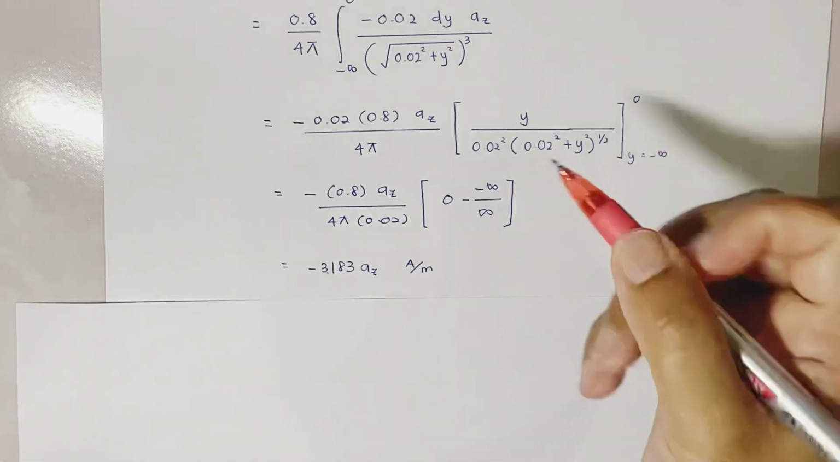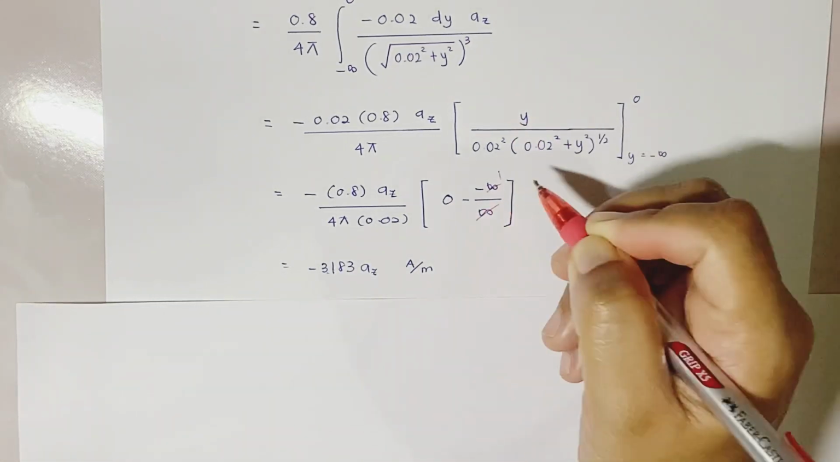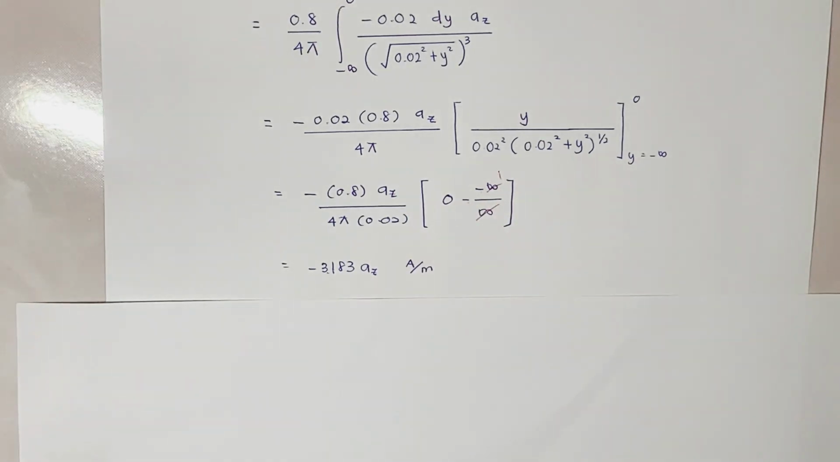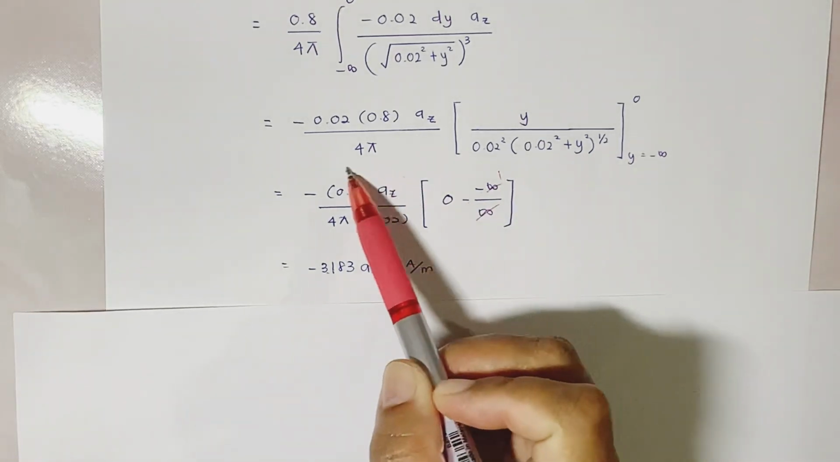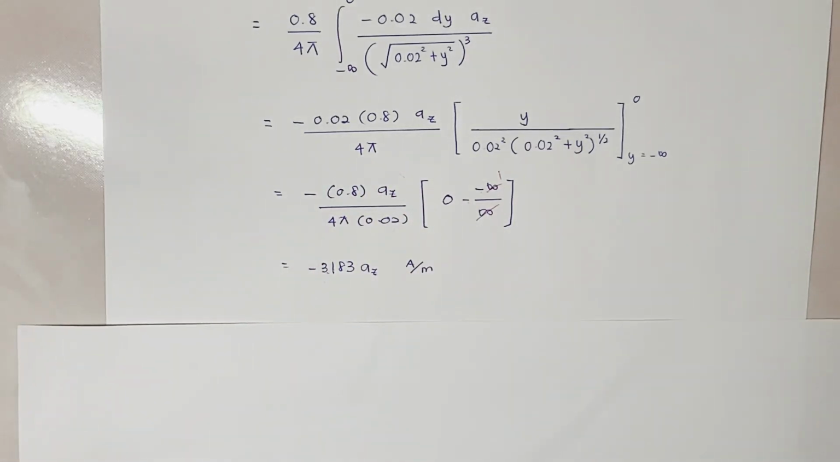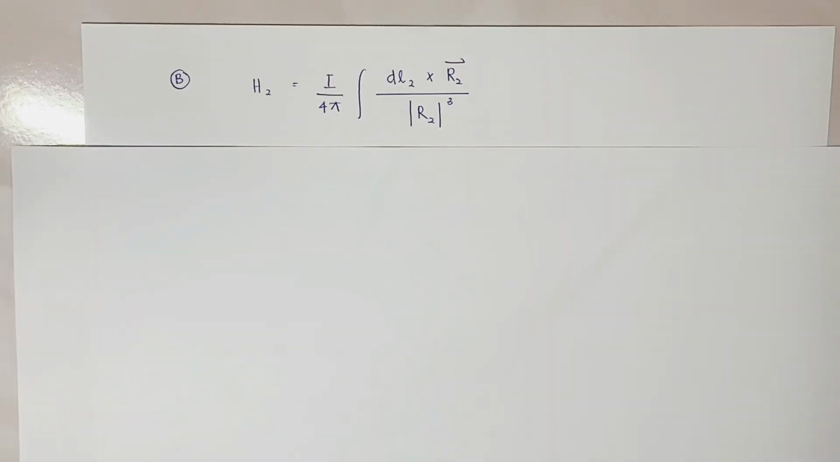You will get 0 minus negative infinity over infinity, which gives negative 1. Negative with negative is positive, so this is positive 1, and then you just need to solve this part. You will get negative 3.183 az A/m. Okay, now we proceed to H2. Now we proceed on how to find H2.